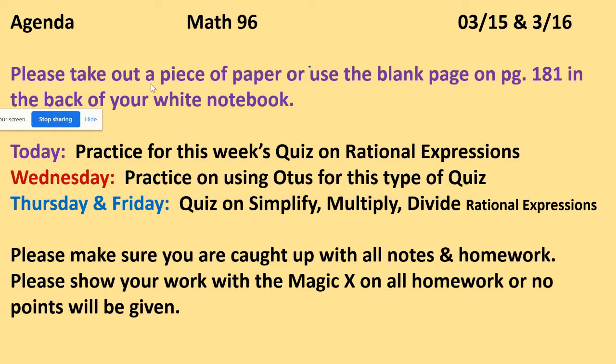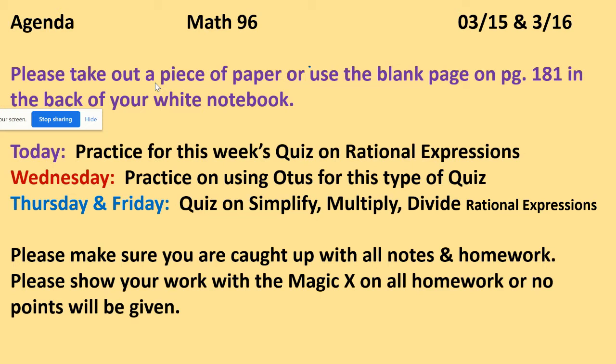Please take out a piece of paper. We're going to do a little something different today. Or you can use the blank page on page 181 in the back of your white notebook. Today we're going to practice for this week's quiz on rational expressions. On Wednesday, we're going to practice how to use Otis for this type of quiz.